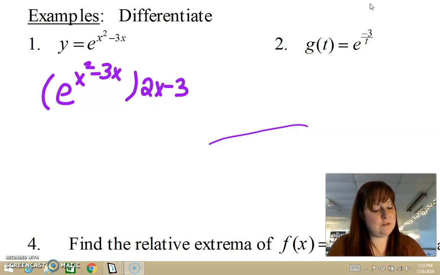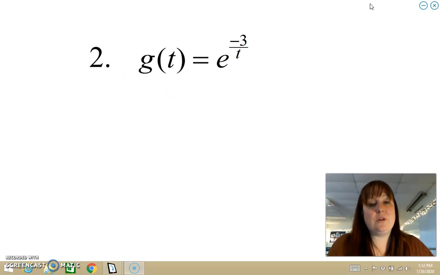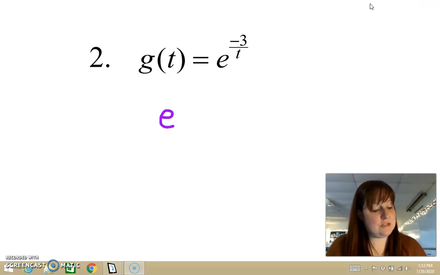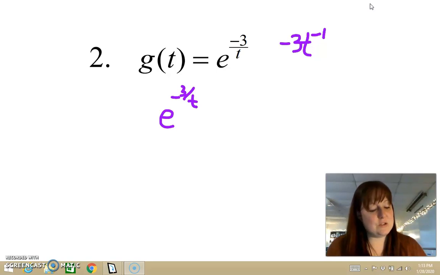This is e to the negative, oh man, I'm having trouble getting this. There we go. e to the negative 3 over t. So the derivative of the outside function is the same. It stays the same, e to the negative 3 over t. Then our inside function is negative 3 t to the negative 1. That's negative 3 over t. So the derivative of that is 3 t to the negative 2.